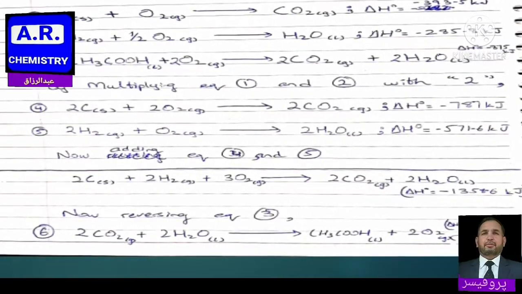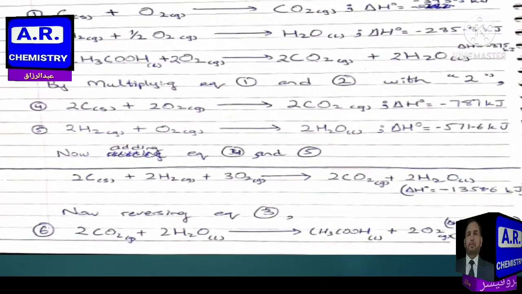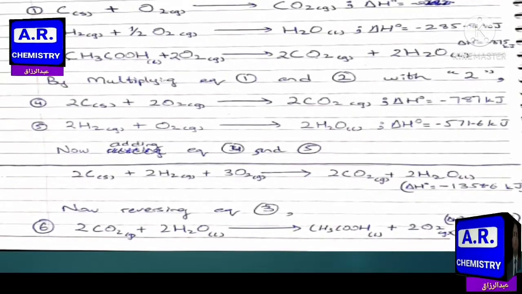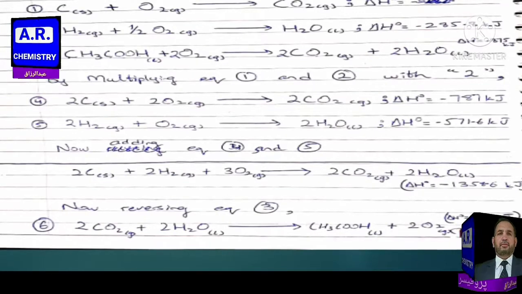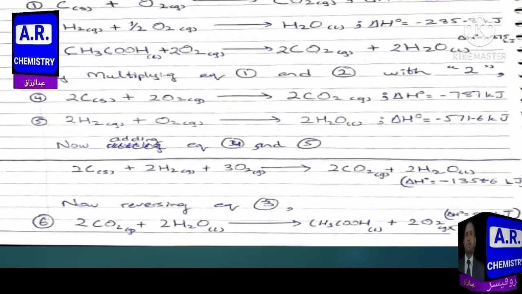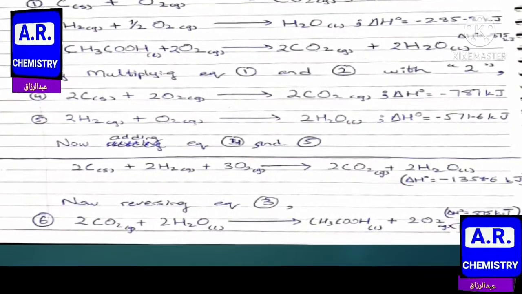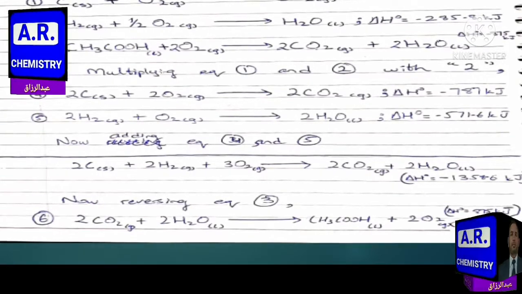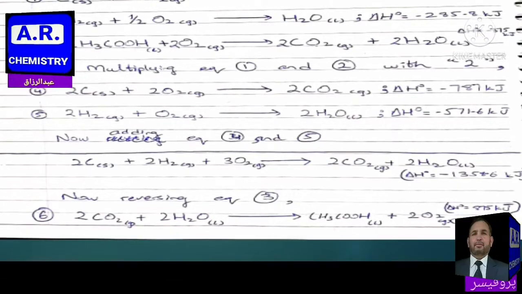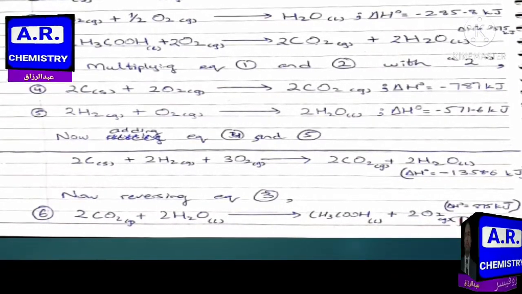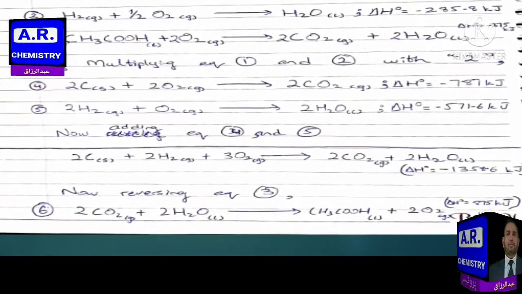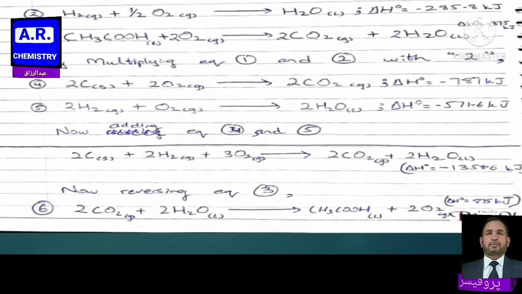Since the combustion products of acetic acid are also carbon dioxide and water, and the combustion of carbon and hydrogen also gives carbon dioxide and water respectively, you multiply the equation of combustion of carbon, that is equation 1, and the equation of combustion of hydrogen, that is equation 2, by 2 separately, in order to cancel out carbon dioxide and water in the final equation. You are to multiply both these equations, number 1 and 2, by 2.